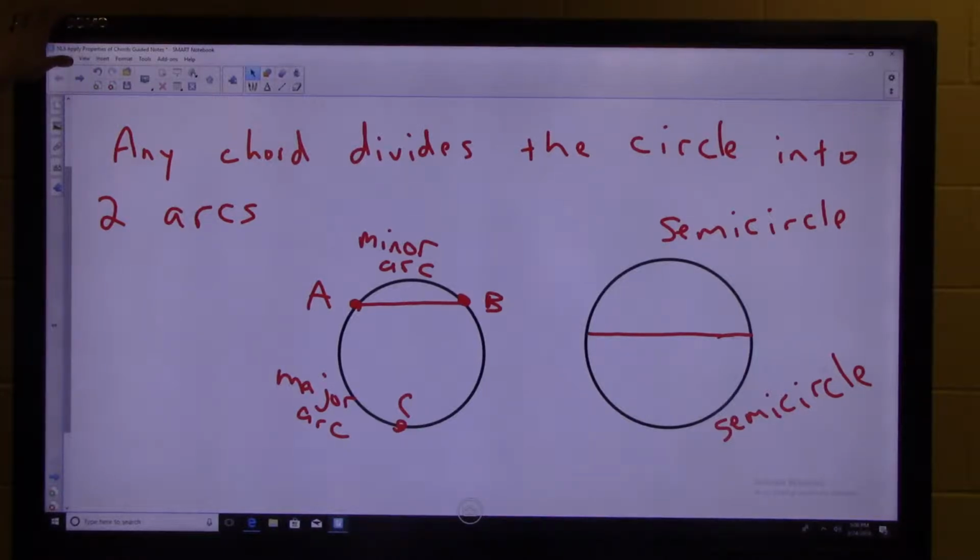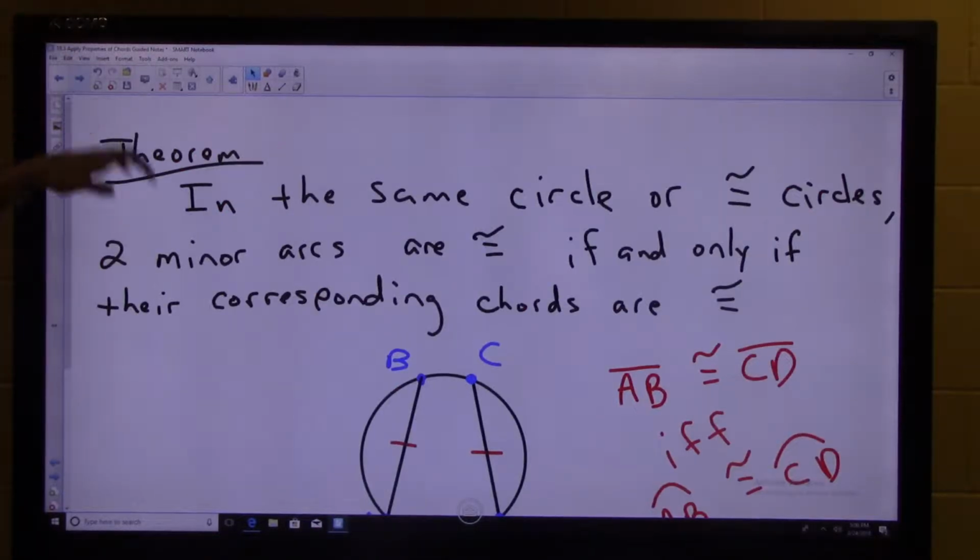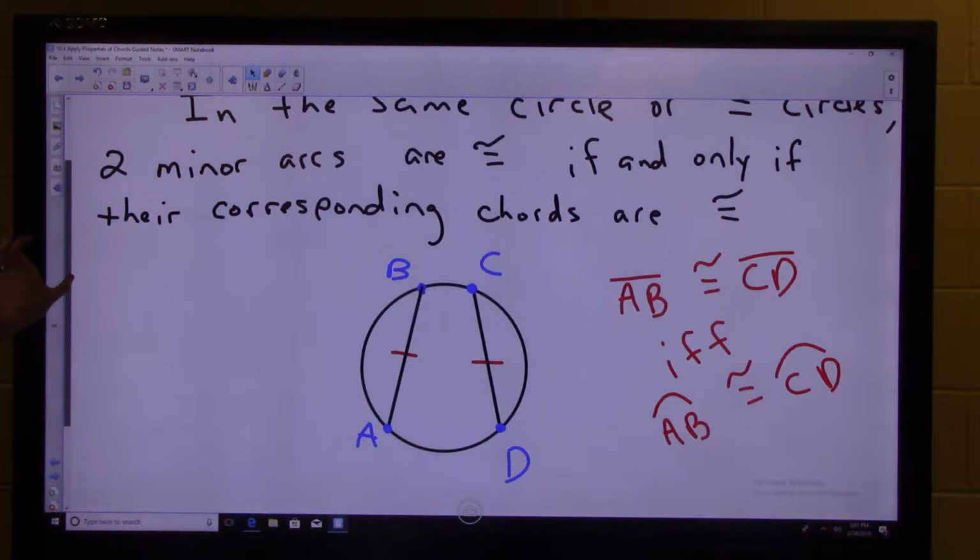The first fact or theorem you need to know, and we're not going to prove it. Remember, a theorem is something you can prove, but we're just going to accept it to be true and move on. Let's look at this first one. It doesn't have a name, so you don't have to worry about memorizing a name for this theorem. What it says is, in the same circle or congruent circles, 2 minor arcs are congruent if and only if their corresponding chords are congruent. Fill in the blanks on your guided notes, and I'm going to scroll down. If you need to go back, just let my substitute know.